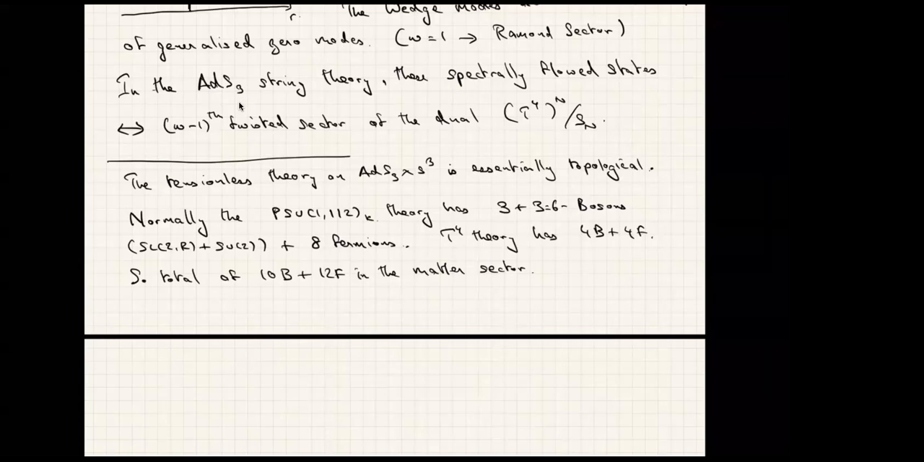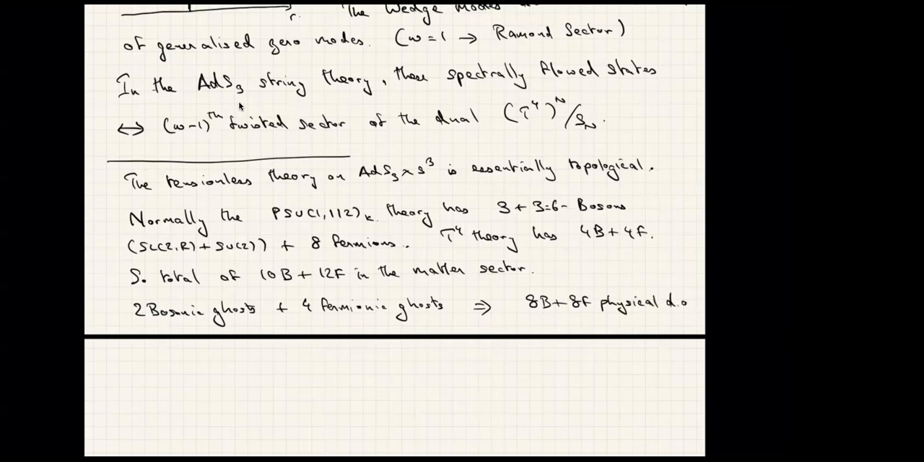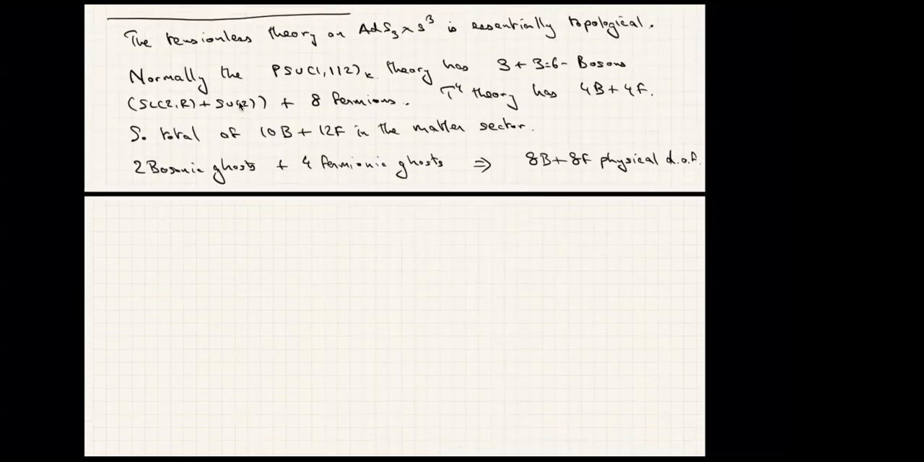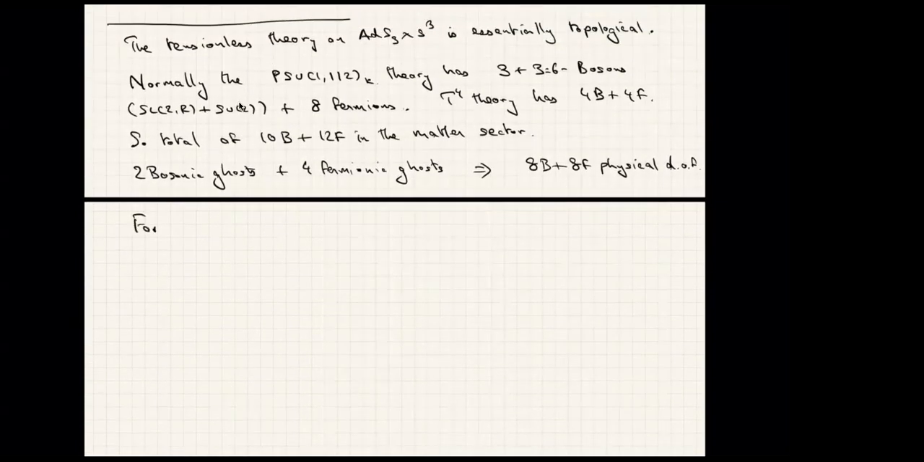But then you have ghosts. So you have 2 bosonic ghosts in the usual way, which removes 2 transverse degrees of freedom. And it turns out that in this hybrid formulation, you essentially have 4 fermionic ghosts. So you subtract this from this, and you get a total of 8 bosons plus 8 fermions as physical degrees of freedom, and that's the normal thing in a 10-dimensional string theory. But for the level 1 theory, it is drastically different.